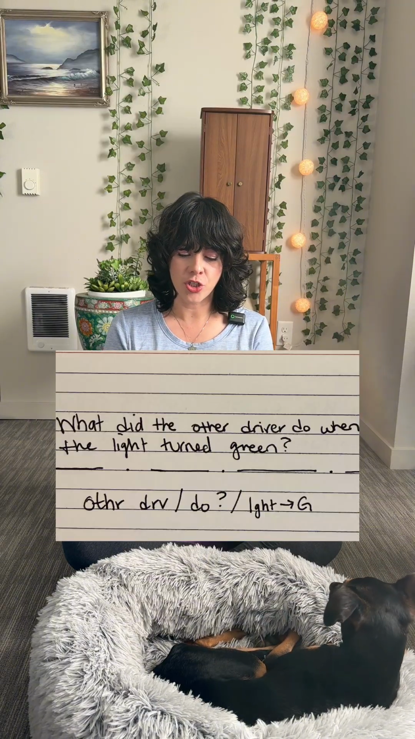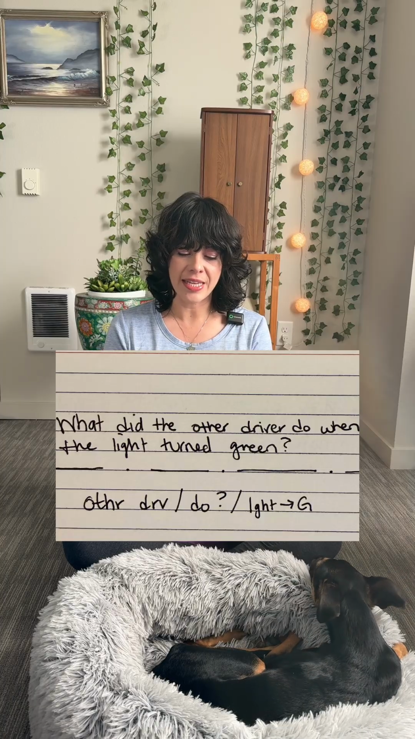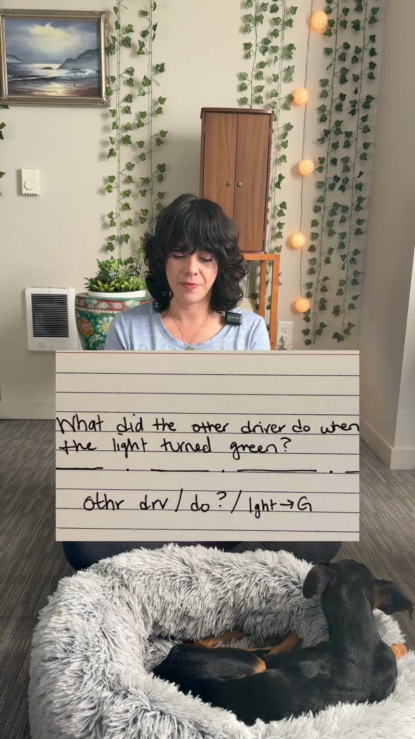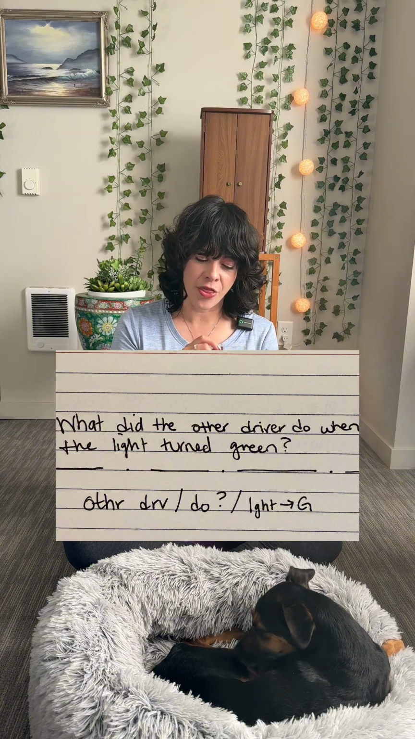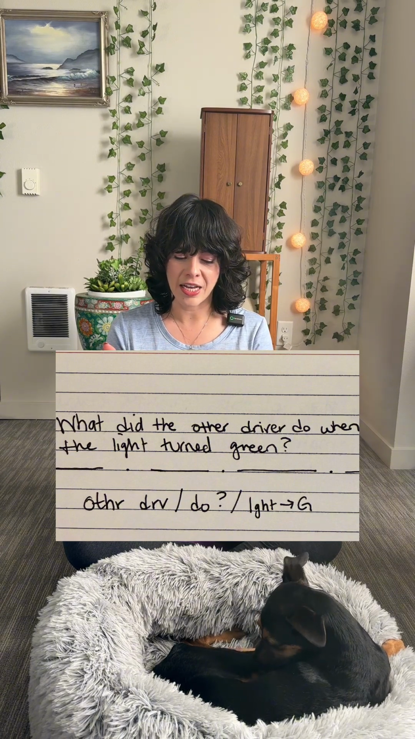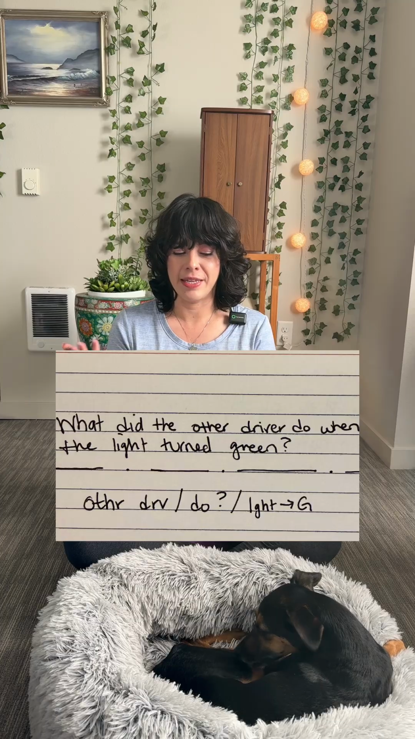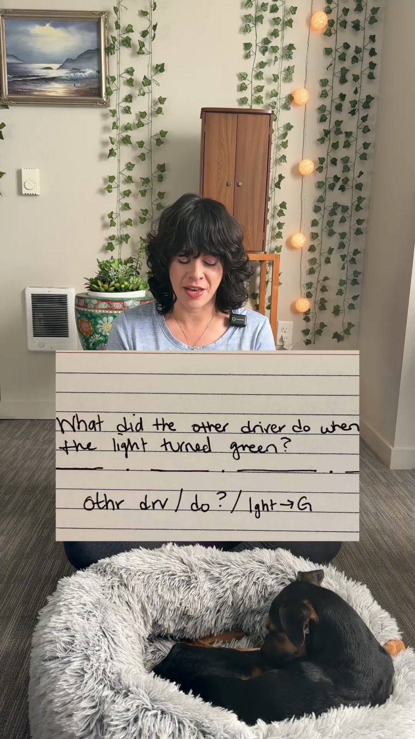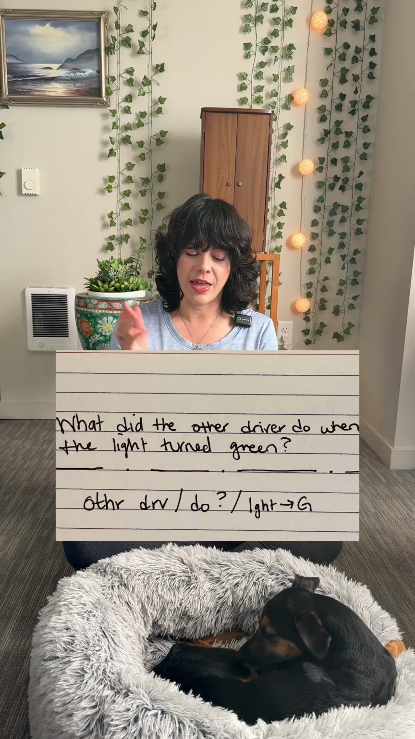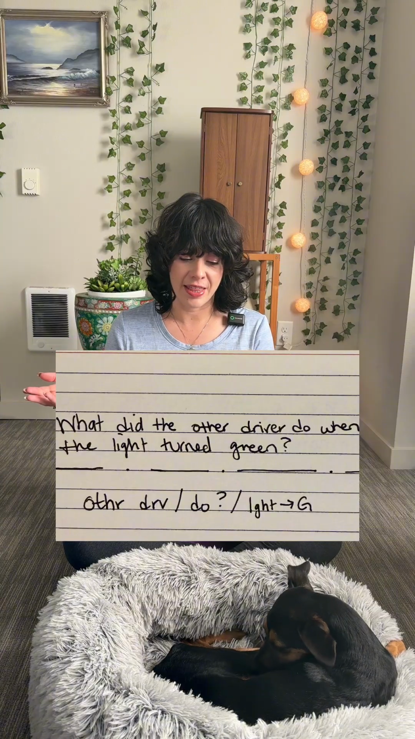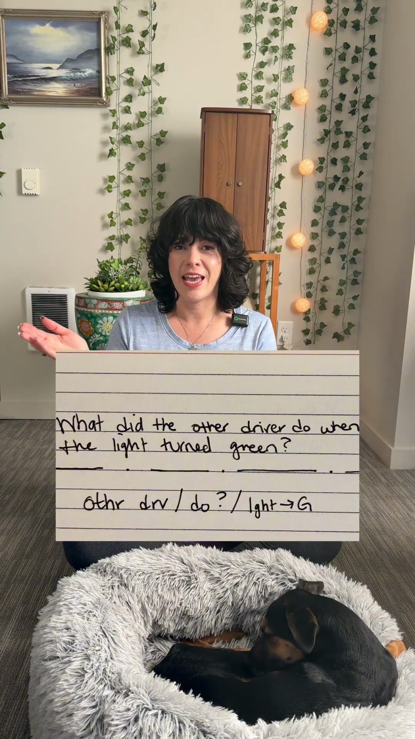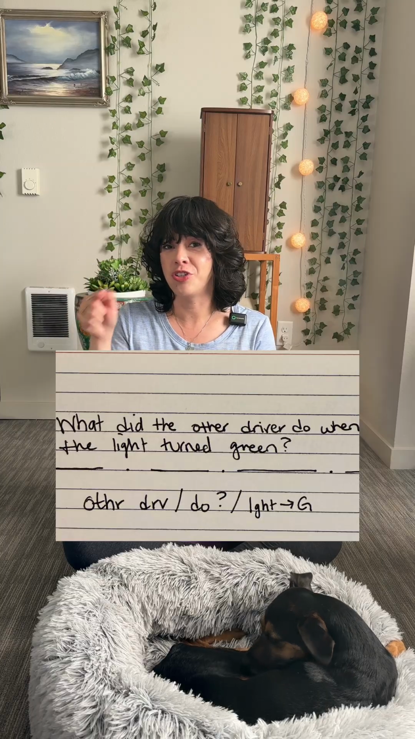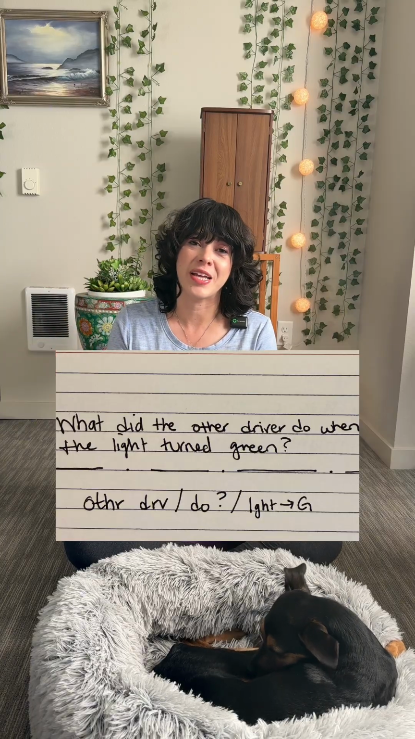What did the other driver do when the light turned green? So here on my notes, I'm emphasizing the other driver, the action do, and it's a question mark. What did the other driver do? And then a slash for dividing the idea when the light turned green. And just an arrow to G for turned green will be a shorthand.